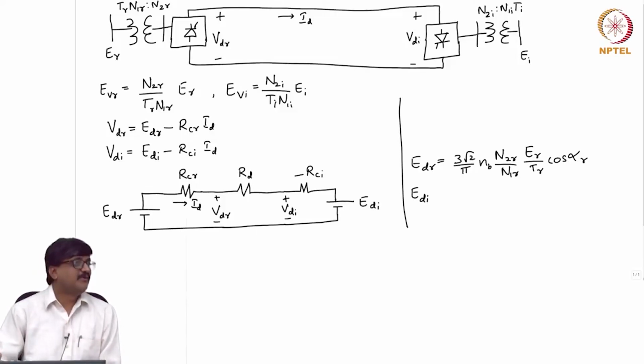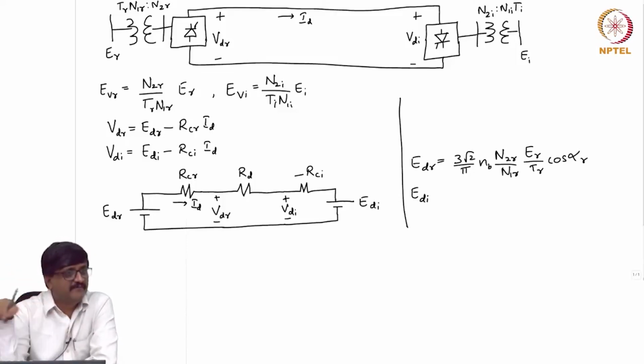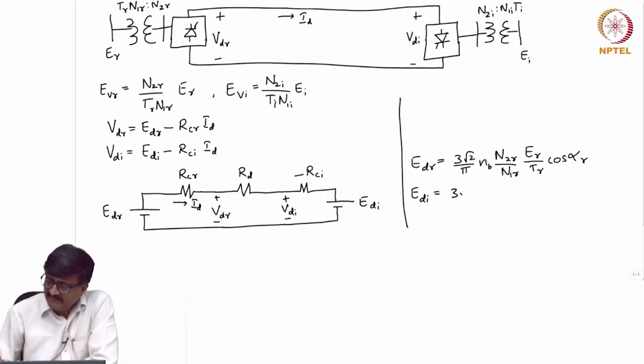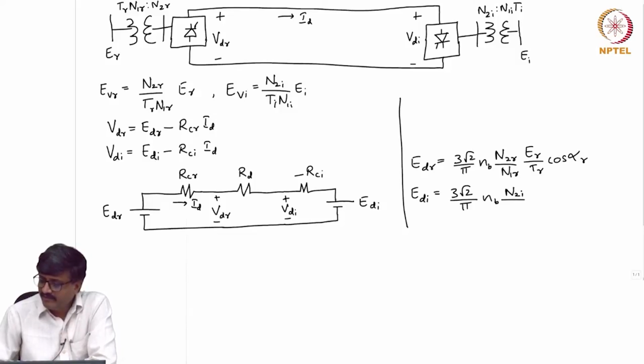Similarly, if I look at EDI, maybe I have written it in terms of EVR, that's all. So substitute the expression for EVR. EVR is N2R by TR N1R into ER, that's all. So now I am writing in terms of ER instead of EVR. Similarly, EDI is 3 root 2 by pi, NB, N2I by N1I, EI divided by Ti, cos gamma I.